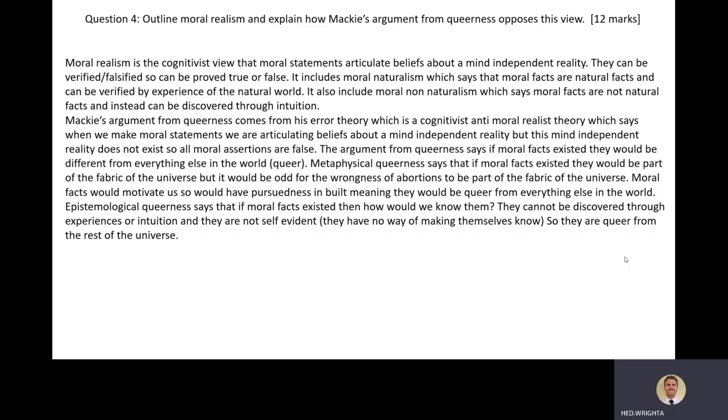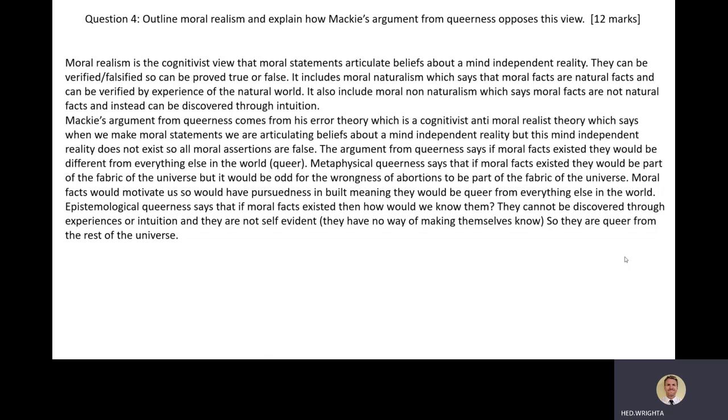So, question 4: outline moral realism and explain how Mackie's argument from queerness opposes this view. Moral realism is the cognitivist view that moral statements articulate beliefs about a mind-independent reality. They can be verified, falsified, so it can be proved true or false. It includes moral naturalism, which says that moral facts are natural facts and can be verified by experience of the natural world. It also includes moral non-naturalism, which says moral facts are not natural facts and instead can be discovered through intuition.